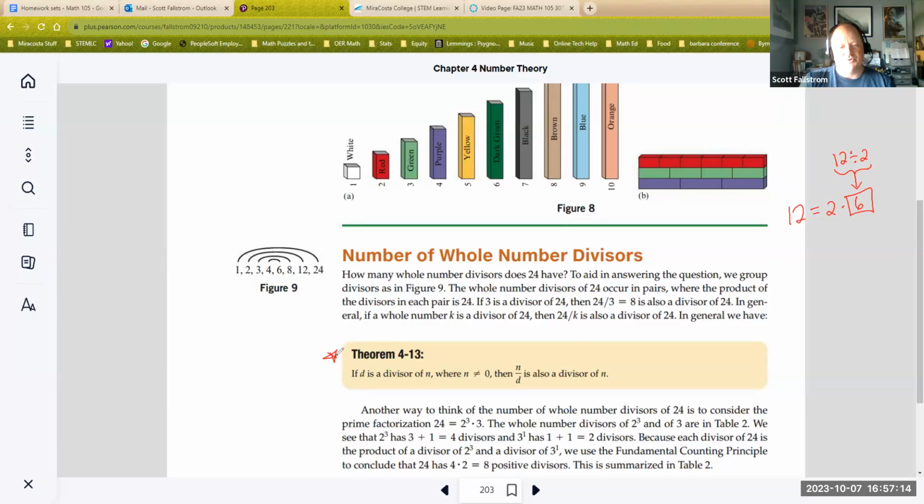And that's what theorem 4-13 says. It says if you have a number that is a divisor and you're not dividing into 0, that's a key piece, then the number n divided by d is also a divisor of n.